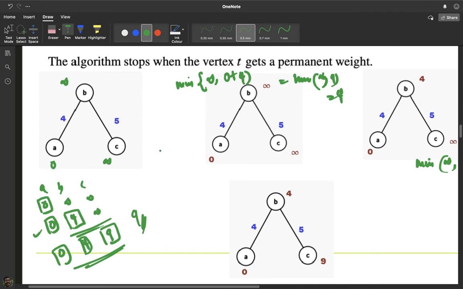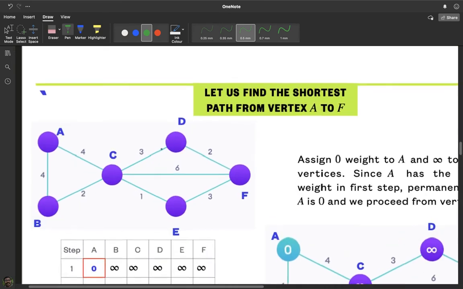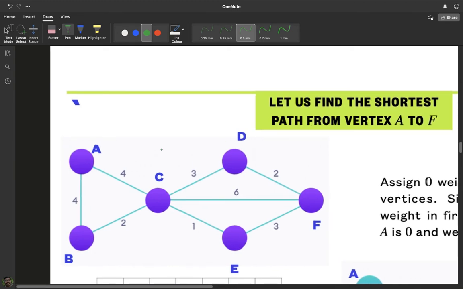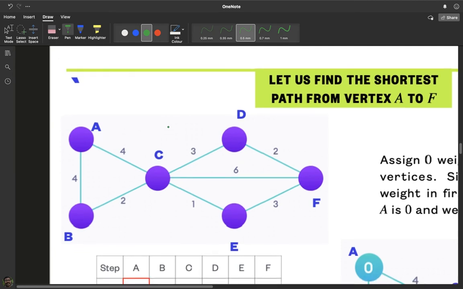So I hope it is clear. Okay, so let us try to do an illustration here. Suppose you are being given a graph and I need to find the shortest path from A to F. In fact, you can find the shortest path from A to any of the vertices, and that I will also discuss. Using the same method you can find the shortest path from A to any of these vertices.